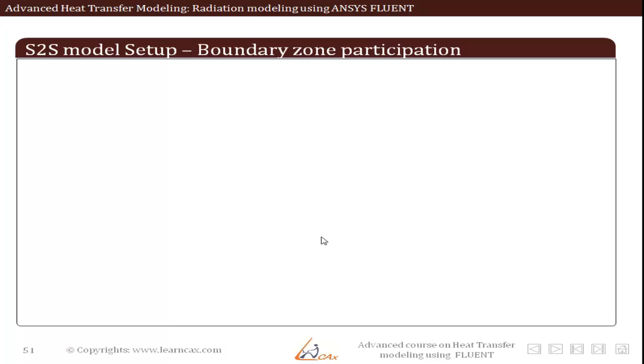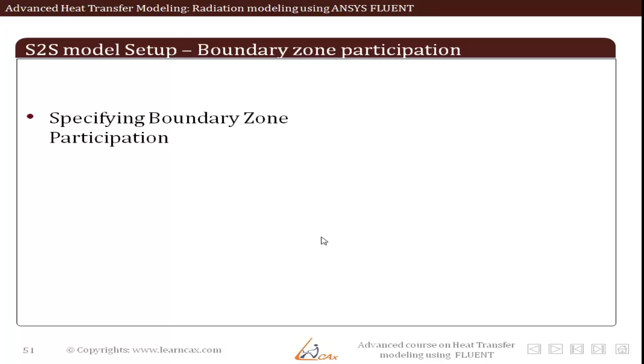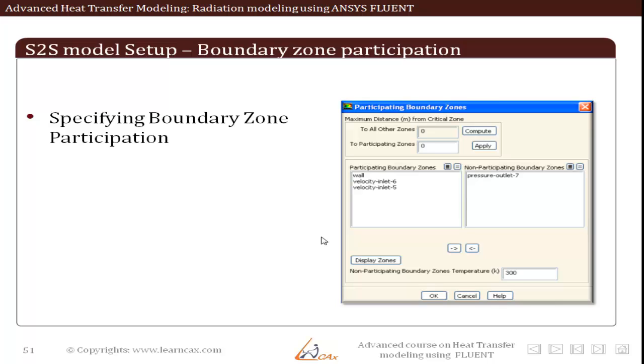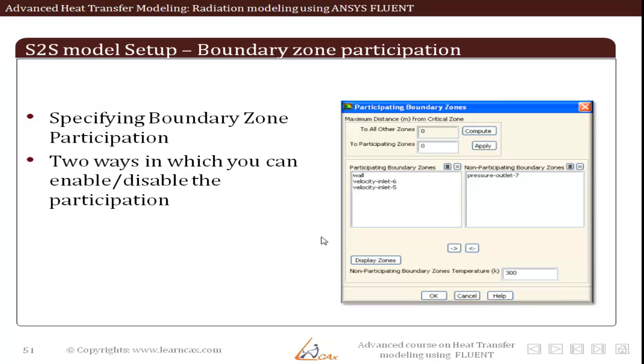It is not necessary to select all surfaces or boundaries for calculating view factor. Depending upon the situation, we can control it by specifying boundary zone participation. There are two ways we can specify participation of walls and inlets as well as exit boundaries in view factor calculation. One of the two ways is to use the participates in the view factor calculation option in the radiation tab of the boundary condition dialog box.